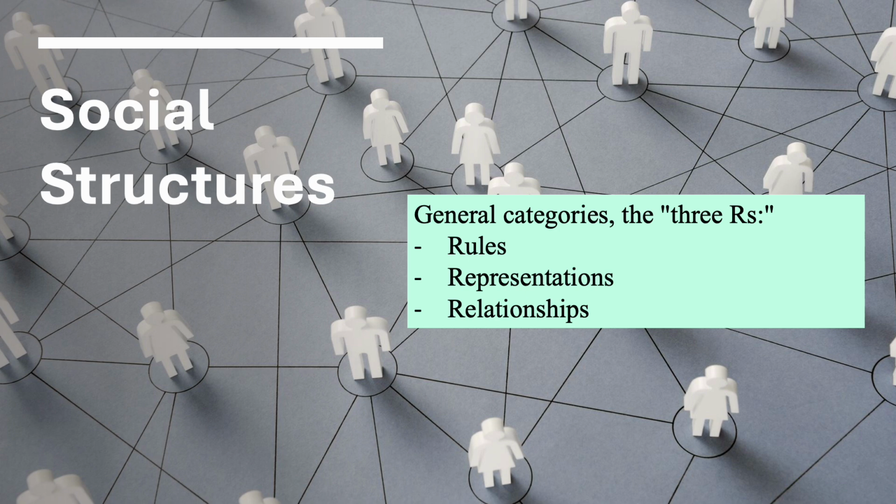Continuing with definitions, we must also define social structures. Jonathan Eastwood defines social structures as durable, individual-spanning phenomena that enable and constrain our choices and that are themselves made of our interdependent choices. He categorizes them into three general groups: rules, representations, and relationships, or the 3 R's.